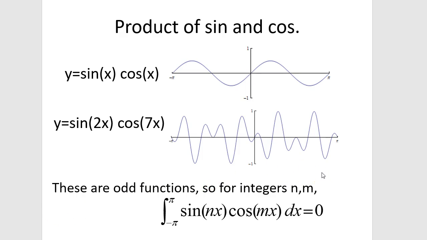Product of sine and cosine. So back to the product of sine and cosine, we've established that it's an odd function, and therefore the integral is 0. Very simple, right?